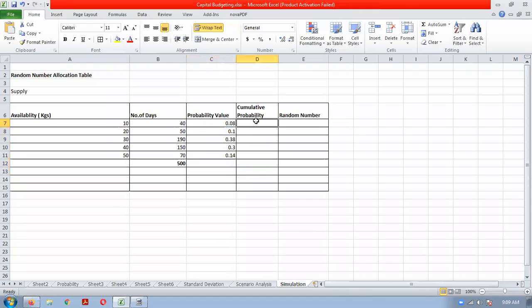The cumulative probability value is simple. The first will be the same. The second will be first plus second. Similarly, this plus this. So at the end we should get 1. This much understood everybody, till cumulative probability?